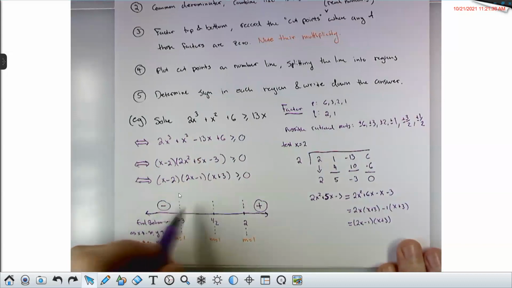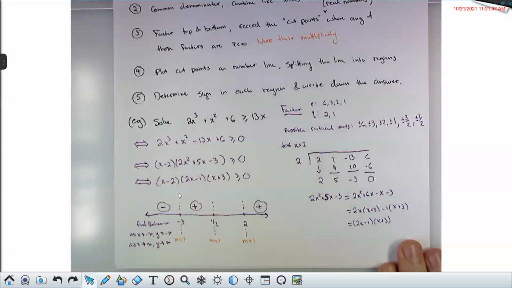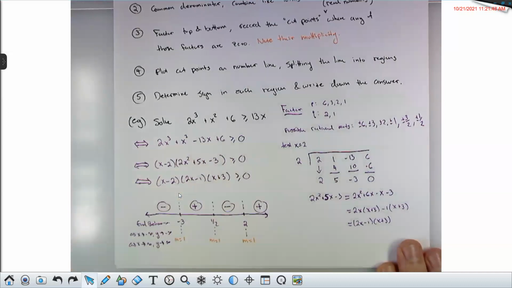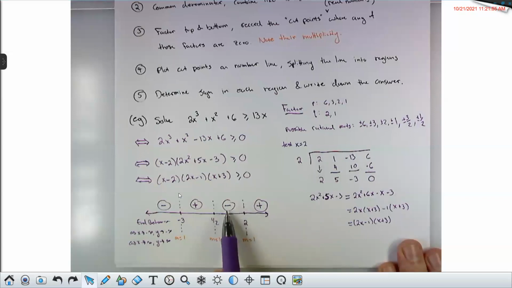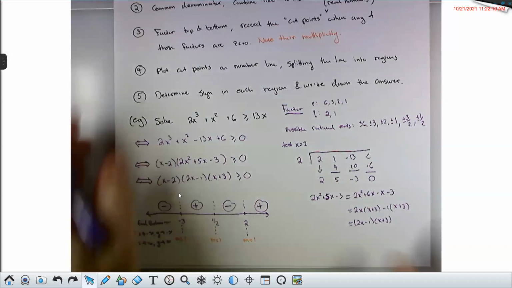So as I jump over this guy, I'm going to go from negative to positive because he's odd multiplicity. And as I jump over this guy, I'm going to go from positive to negative because he's odd multiplicity. And then we can kind of check that this is correct, right? We knew this from end behavior, but also now that I know this is negative and this is multiplicity 1, we should change back to positive, and we do. So that's it. Without ever testing a point, without ever plugging a number in, I have solved this inequality. What is the solution set?